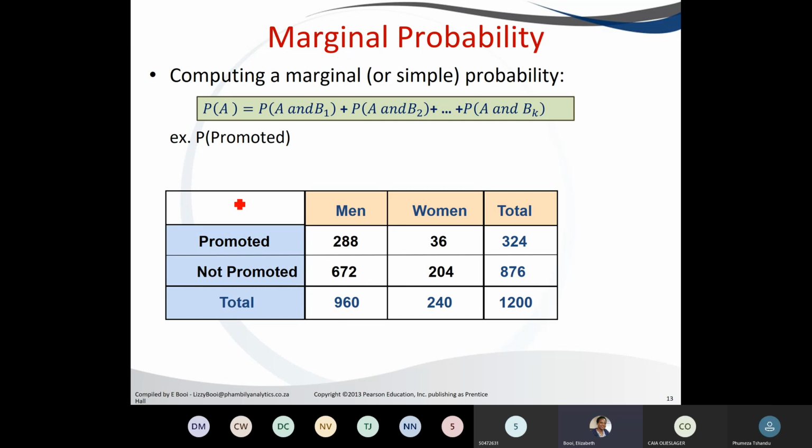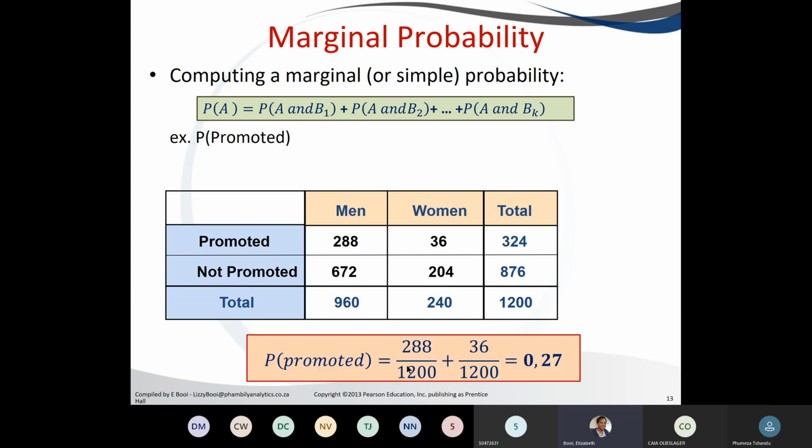So let's see how we calculate the probability of promoted. We're going to use the joint event plus the joint event. So it will be the joint event divided by 1,200 plus the joint event divided by 1,200, which is 288 divided by 1,200 plus 36 divided by 1,200, and you will get the answer as 0.27, which is almost exactly the same as the probability of promoted we calculated earlier.